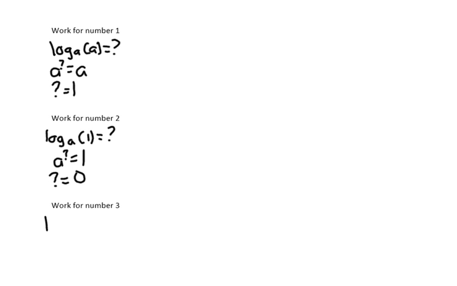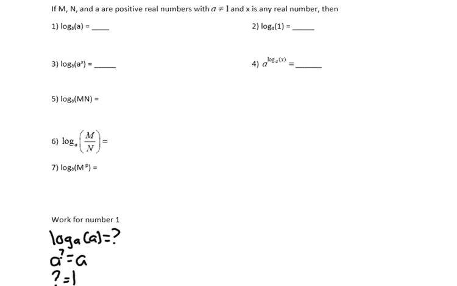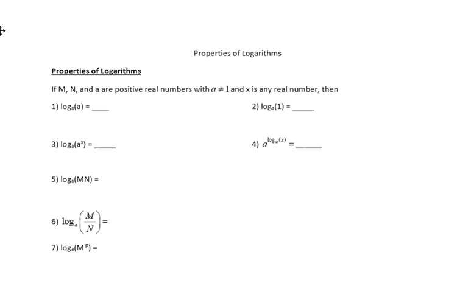Now, let's go to the work for number 3. It's saying log base a of a to the x. Again, I'm going to put question mark, and similarly to the previous 2, I'm going to write it as an exponential. So that's a to the question mark is equal to a to the x. Because this is a function, we know there's only one answer, and the question mark in this particular case is x.